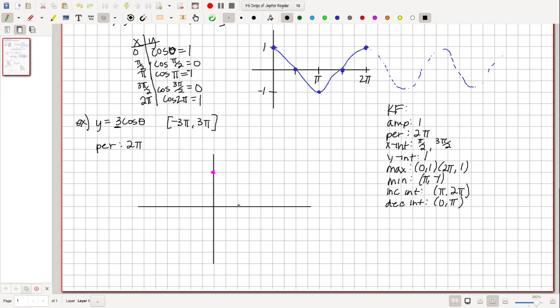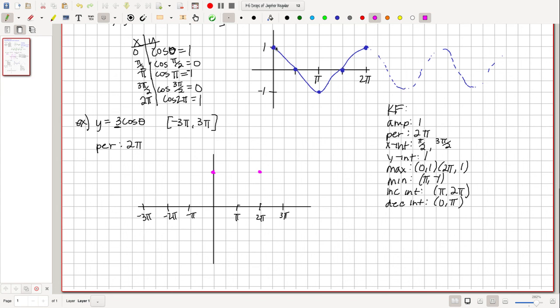Here's pi, 2 pi, 3 pi, and then this would be -pi, -2 pi, -3 pi. Okay, so remember we said one full period is 2 pi. So right here is 2 pi, and I am going to end right where I started. So right now, let's graph just this one full period.